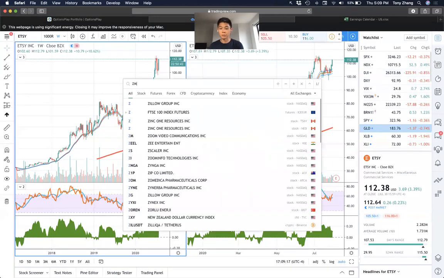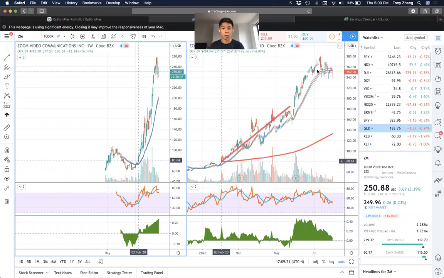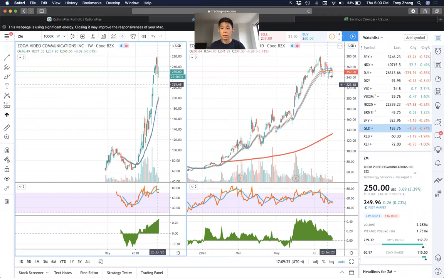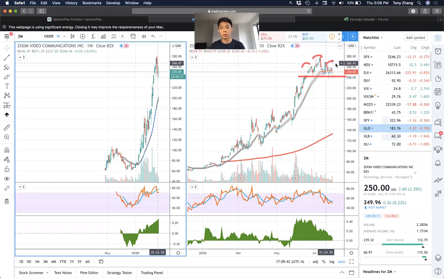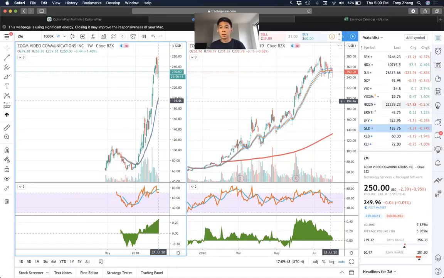Like Zoom, I have some concerns about the valuations here because revenues have not grown by this amount. The stock has gone up from 100 to 260 or 250, but revenues have not grown 150%, 200%. So does it make sense to pay for stocks at these types of valuations, or is a reckoning coming? Zoom is looking quite precarious here. The daily chart looks a bit like a head and shoulders formation. It hasn't broken that neckline yet, but that is one that I'm paying attention to.